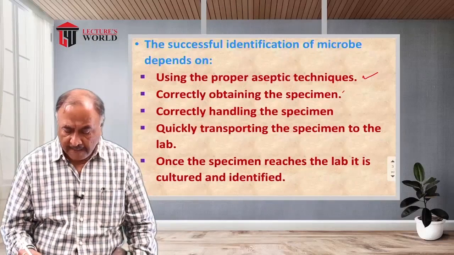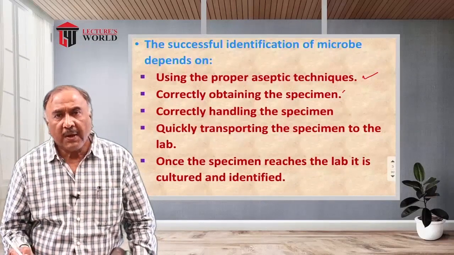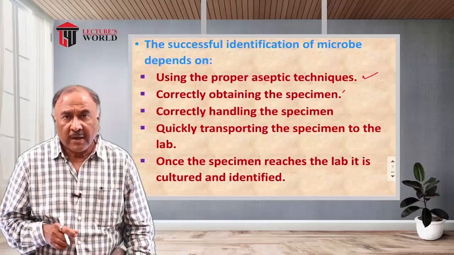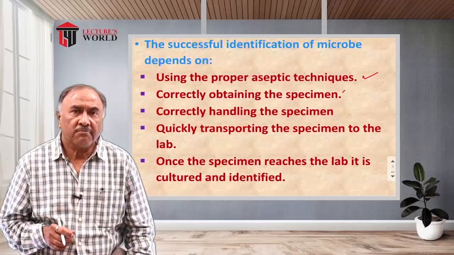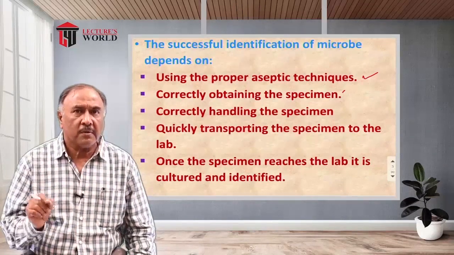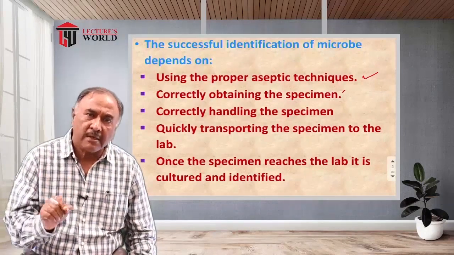Second one, correctly obtaining the specimen. Now, what do you mean by correctly obtaining the specimen? Correctly obtaining means a proper location for collection of the specimen is to be chosen.